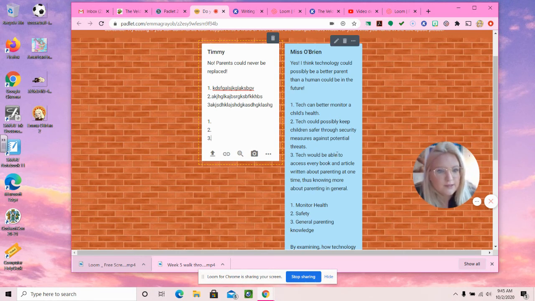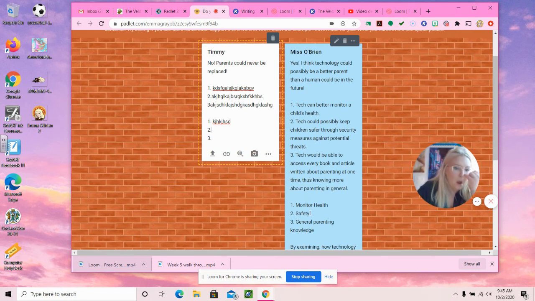But I looked at my reasons and I thought, okay, what is the most important word in each of these reasons? Okay, so the first one, tech can help better monitor a child's health. I looked, okay, monitor health. That's the best one. So I simplified. So in this one, I might just use one word. The second reason I had was tech could possibly keep children safer through security measures against potential threats. So what's the most important thing here? Safety. So I wrote safety.